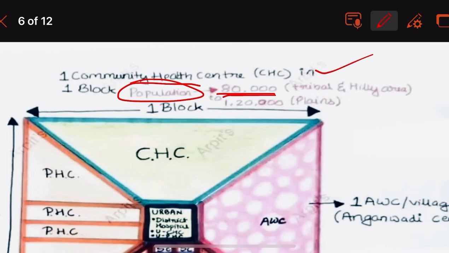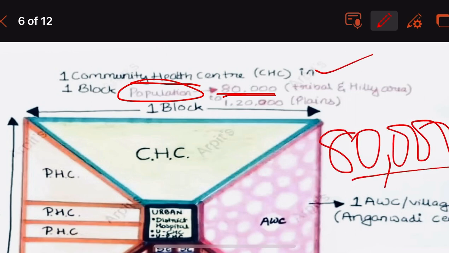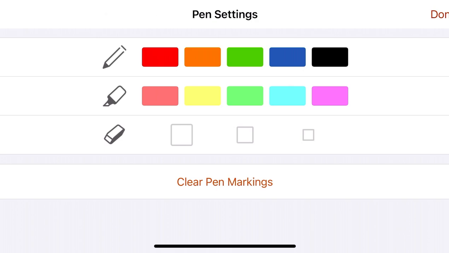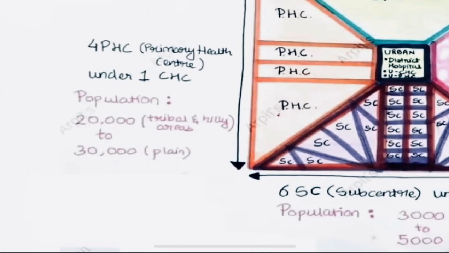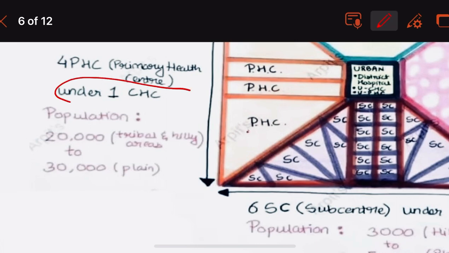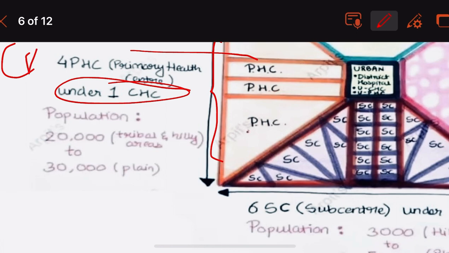If it is a tribal and hilly area, the population is 80,000. If it is plains, it is 1,20,000. One block contains 80k or 1,20,000. Moving on, one CHC is for 80,000 population. Next, PHCs. 4 primary health centers are found under one CHC. So we know one block contains one CHC, under which we have 4 primary health centers.